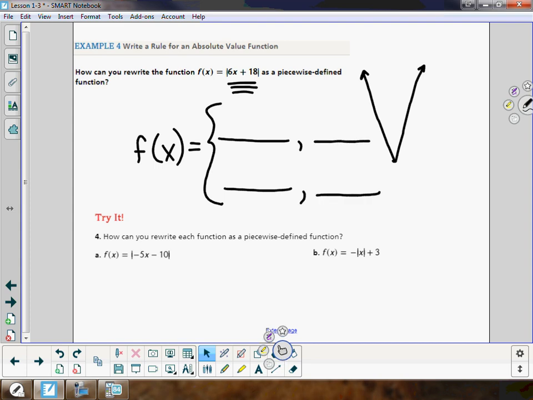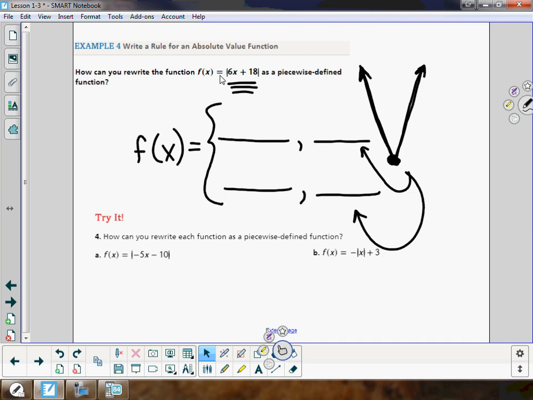So the key will be to figure out where it reaches this vertex or minimum value. And that will have a lot to do with the domains that we set. All right, we'll have one line going downhill to this vertex and one line going uphill beyond that vertex.